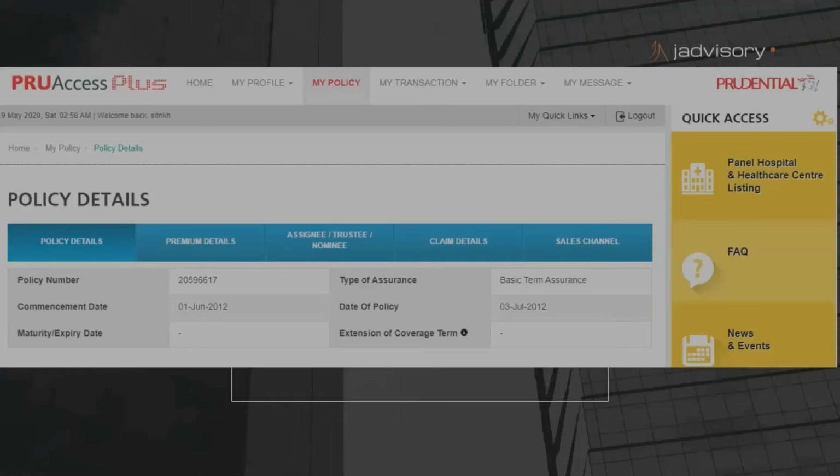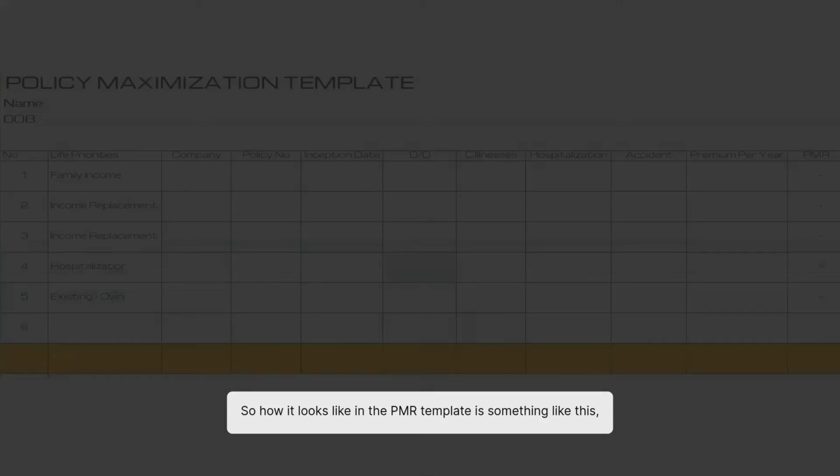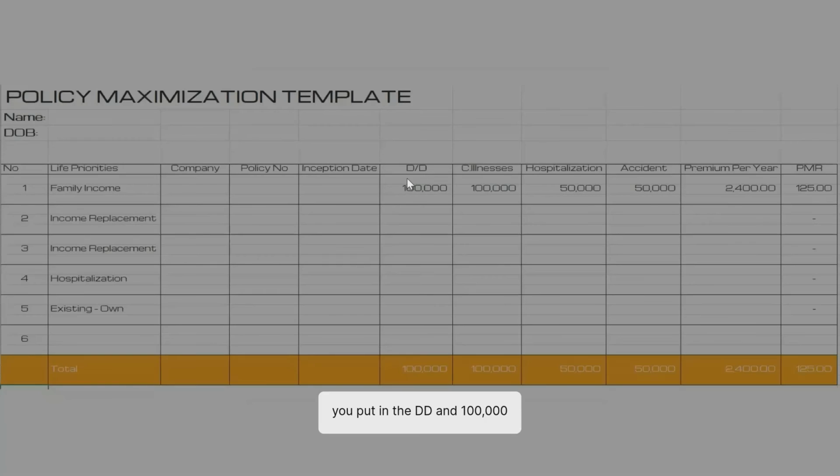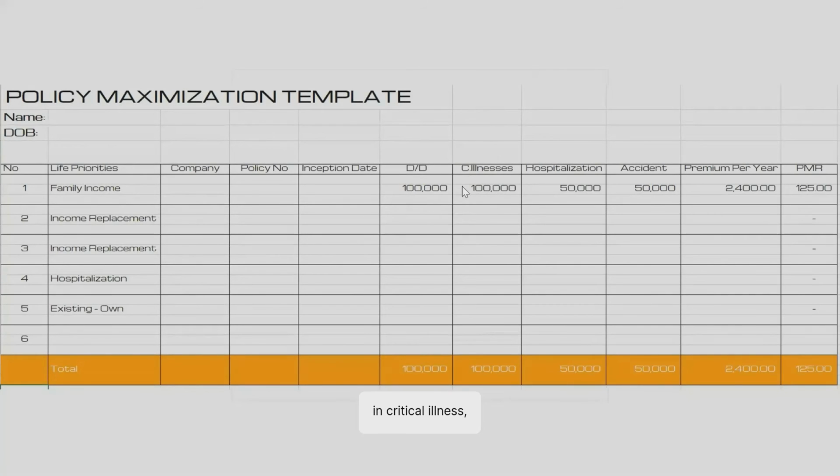Okay. So how it looks in the PMR template is something like this. The 100,000 you put in the DD, then the 100,000 in critical illness you put under CI. The 50,000 just now, the annual limit, we put under hospitalization. Please don't take the lifetime limit. Please don't take the room and board. Just take the annual limit. Okay. Then the accident, also you put it under the accident column.